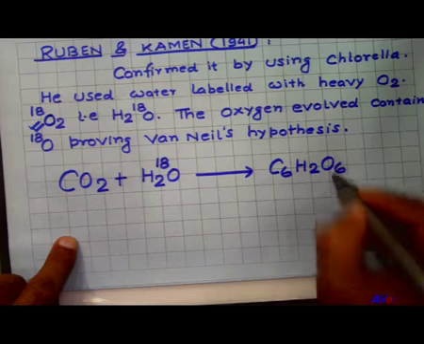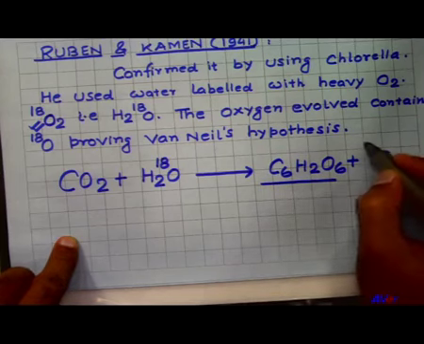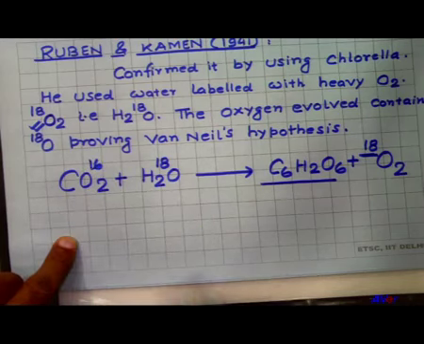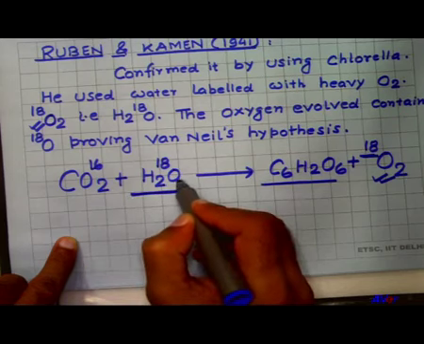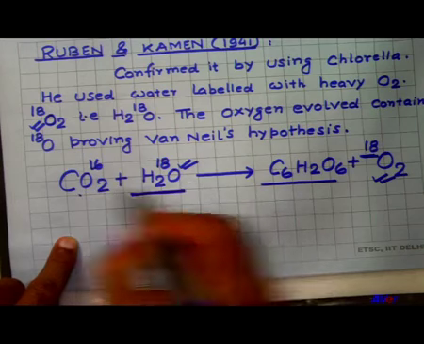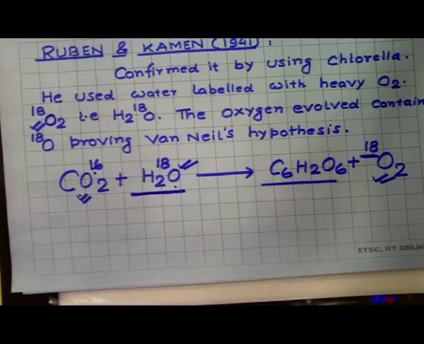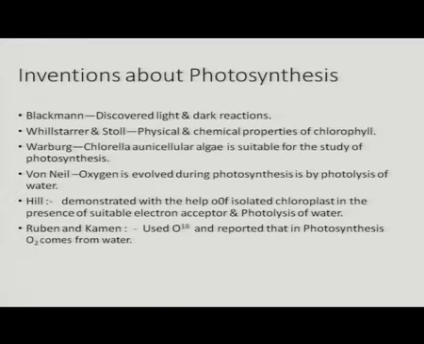And he found that there is release of starch, that is glucose, and oxygen is released, and after finding, it was found that this oxygen is 18. When we are using normal oxygen here, it is 16. So, in this case we can prove that this oxygen 18 is evolved from the water, not from the carbon dioxide, because the carbon dioxide is labeled by 16 and here water is labeled by 18. So, these three experiments, von Nil's experiment, Hill experiment and Ruben and Kamen experiment, proved that the oxygen evolved during photosynthesis is not released by the carbon dioxide, only by the water. So, Ruben and Kamen used oxygen 18 and reported that during photosynthesis oxygen comes from the water.